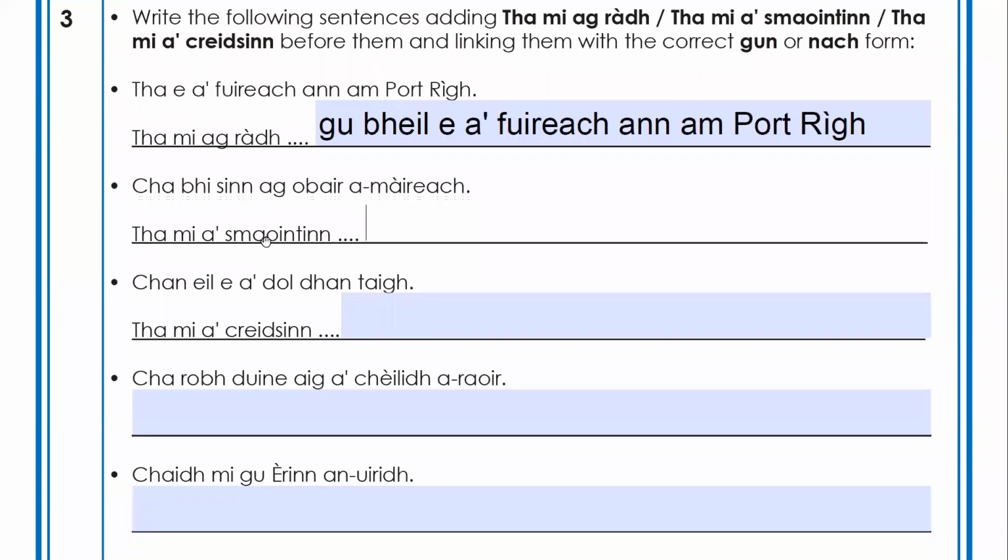So next, chaví sin ag gobad amárach. And we're going to introduce that with ha mi a smoungin, or ha mi a smounnichig. Chaví sin ag gobad amárach.